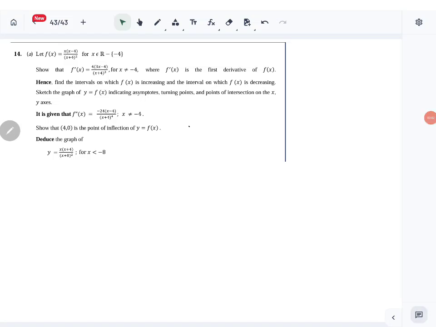Okay, let's look at question number 14, part A, which is the differentiation and graphing question. If x is given, x cannot be equal to minus 4. We have to find the derivative, right? So apply the quotient rule and get the derivative.